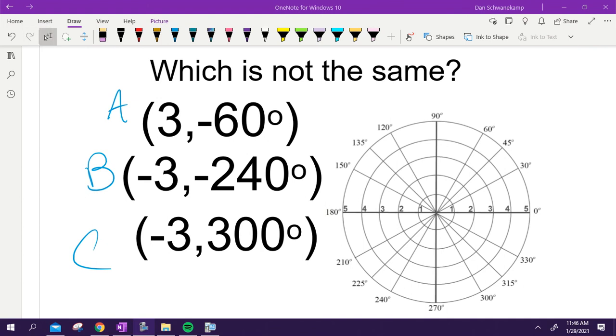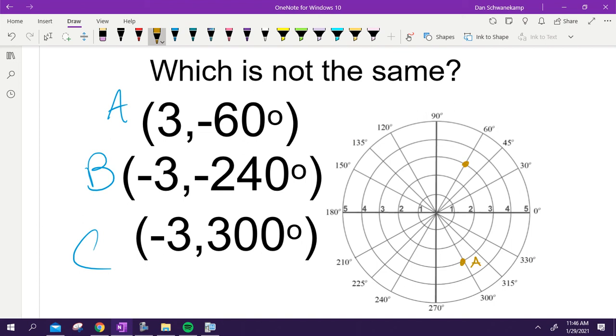Show me with your fingers in which quadrant would (3, -60) be. That would be in the 4th quadrant because (3, 60) would be right here. But I've got a negative angle, so I flip over the x-axis. This right here is where A would be.